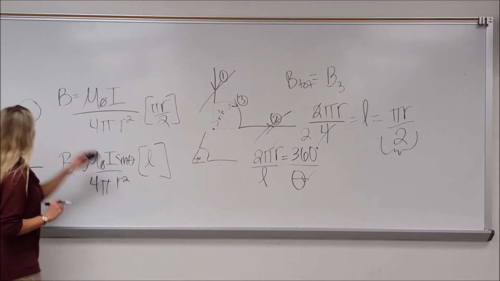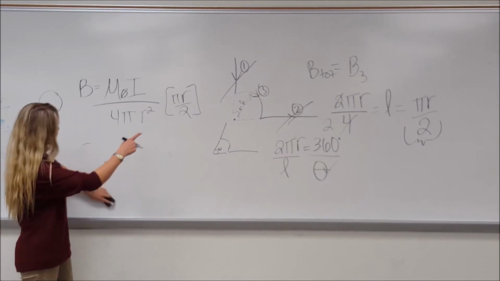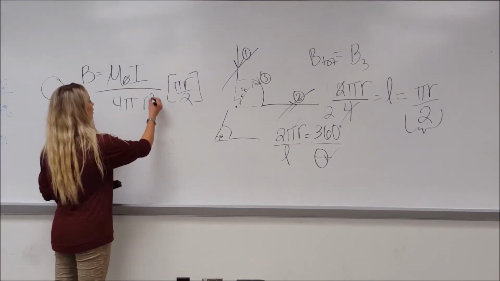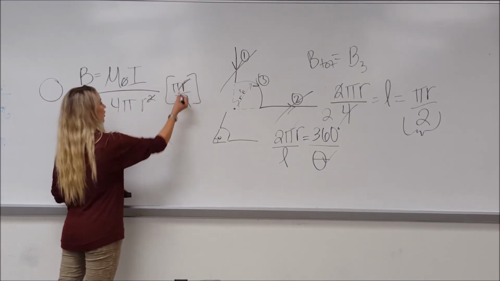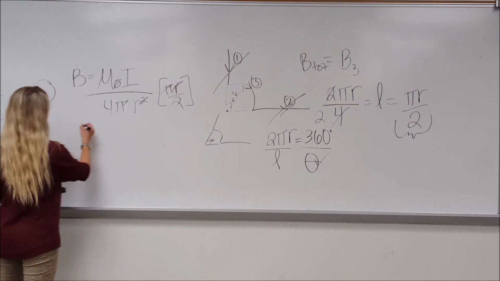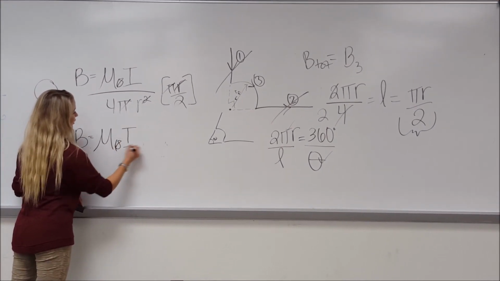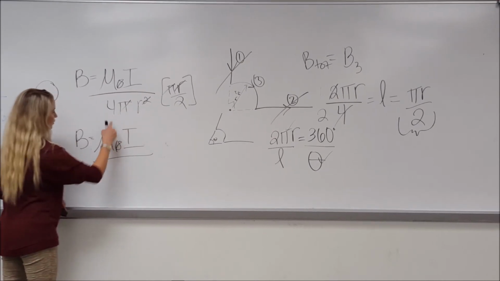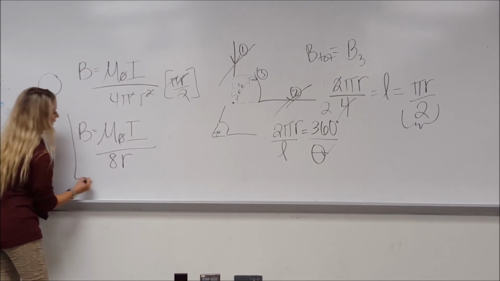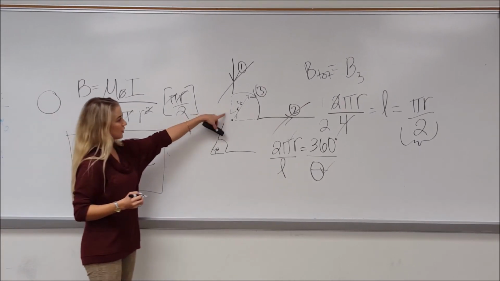So now we're going to simplify this one, since our magnetic field at 3 is going to be equal to our total magnetic field. So the square cancels, the r cancels, pi cancels, and then we're left with B equals mu naught times your current. You can multiply your 2 and 4 out, and then it's over 8r. And that would be the value of the total magnetic field in this situation right here.